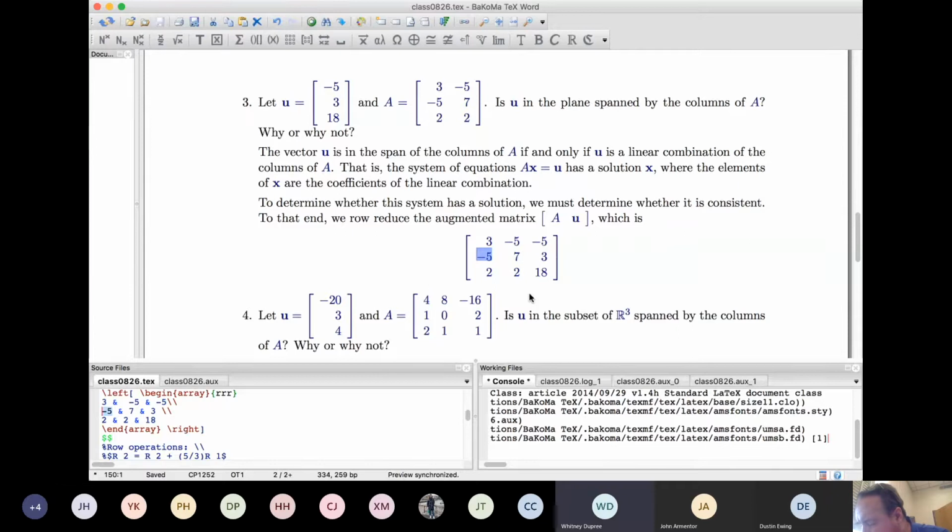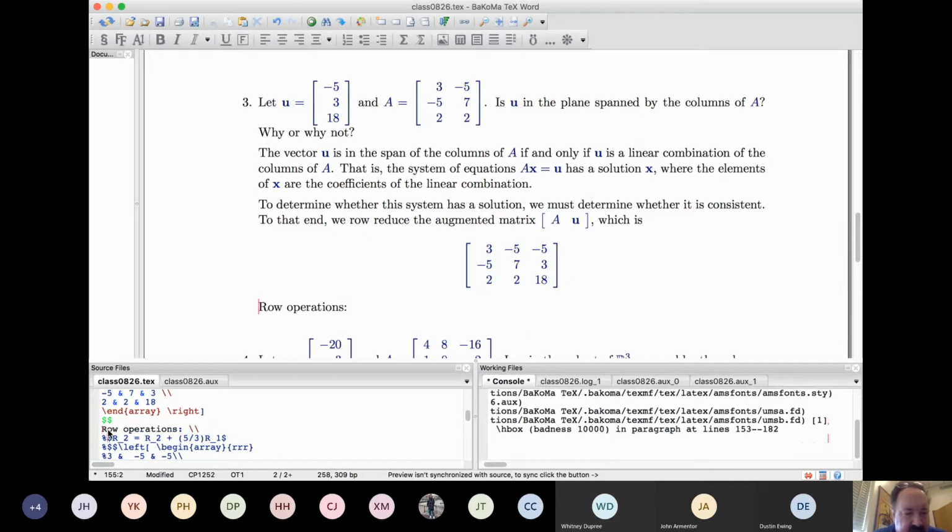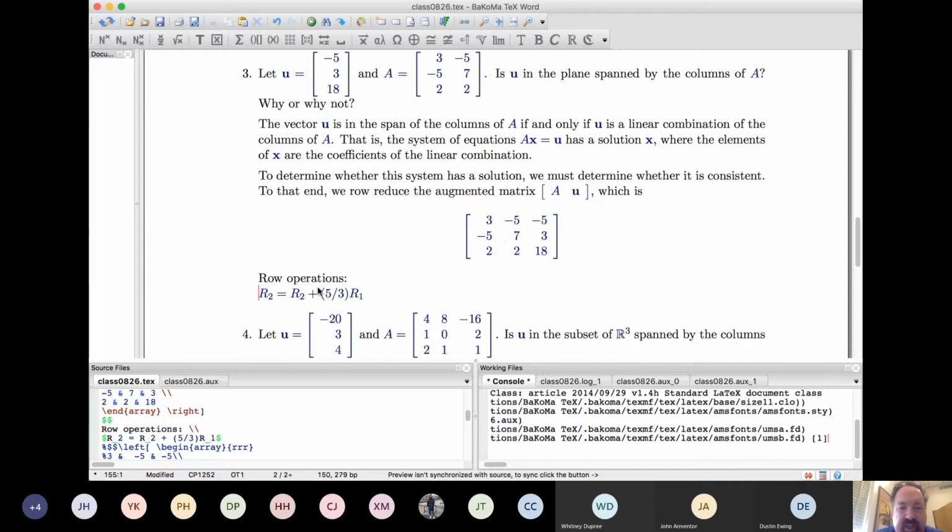Sorry, audio cut out. I said it's a third. Yes, negative 5/3. So we're going to subtract negative 5/3 times row 1 from row 2. In other words, row 2 is itself plus 5/3 row 1.